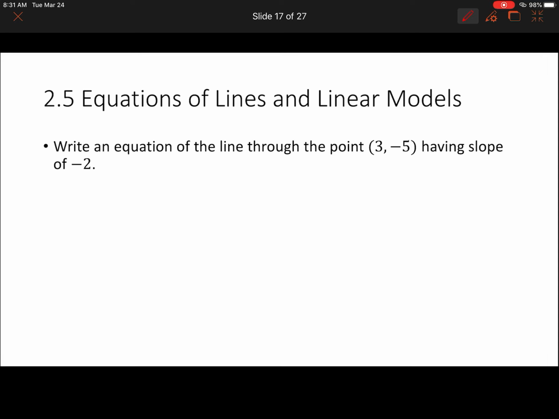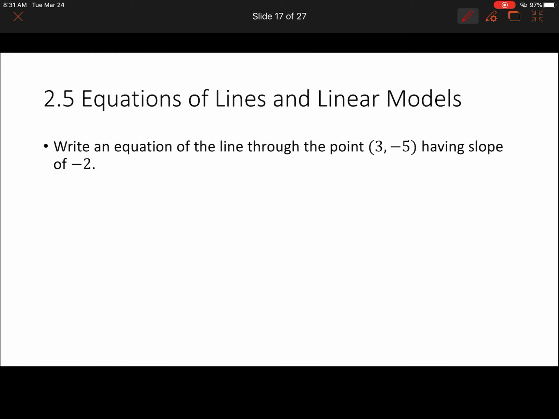So let's look at how that works. We want to take an equation of the line through the point (3, -5) and having a slope of -2. Now, sometimes our directions may say find an equation. That's the same thing as saying write an equation. So if you happen to see that a little bit different in your directions, it's not a big deal.